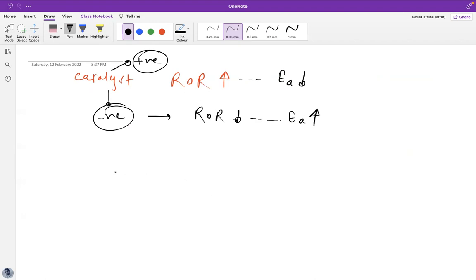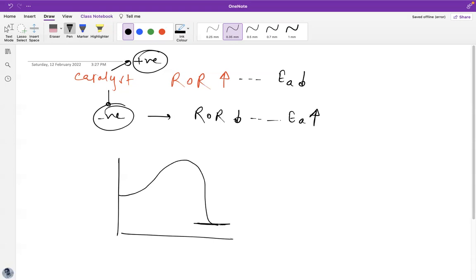What is activation energy? I can tell you. Suppose we have a graph like this. This is reactant, this is product. This is potential energy and this is progress of reaction. Now tell me, is this exothermic or endothermic? I discussed it in equilibrium. What is this graph? Exo or endo? Please tell me. This is exo. Okay.